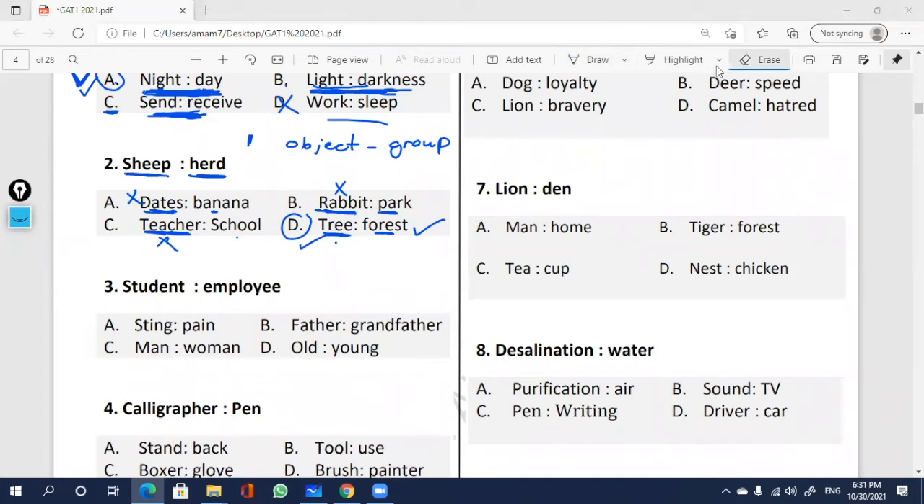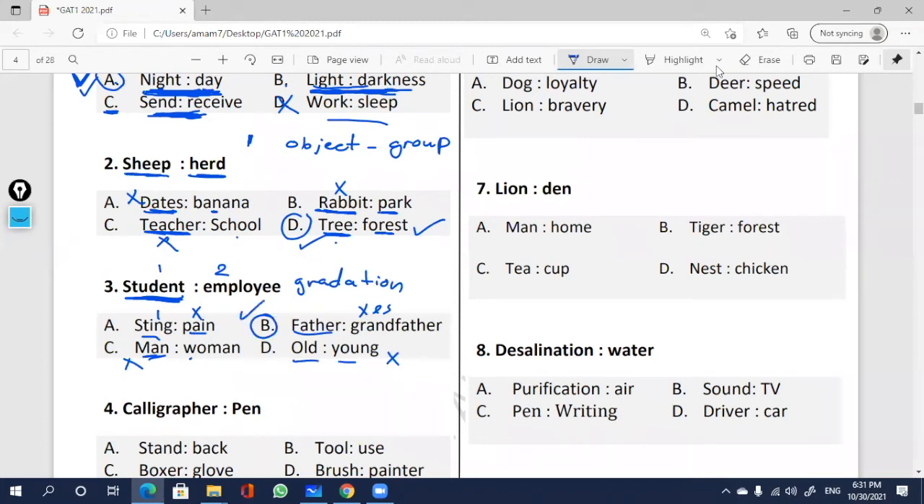Excellent. So we have here what we call gradation. First, student, then he will be an employee. Sting, pain: first we have sting, then pain, no. Father, then the father will be grandfather, yes. Man, the man will be a woman, no. Old, young, also no. So this is the correct answer. Thank you, Rayyan.